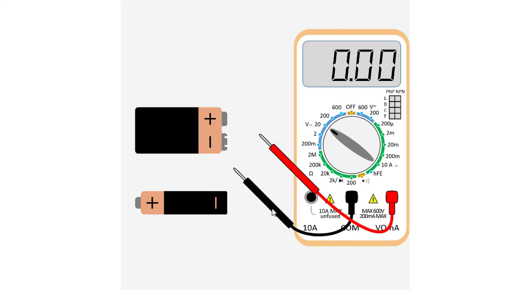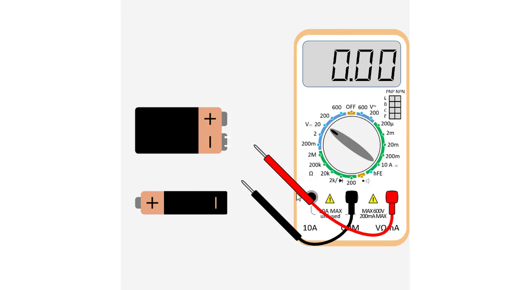So this is how we can use this multimeter. It can be used as a voltmeter, it can be used as an ammeter, it can be used as an ohm meter, and it can be used as a DC voltmeter. So here this is for DC voltmeter and this is for AC voltmeter.